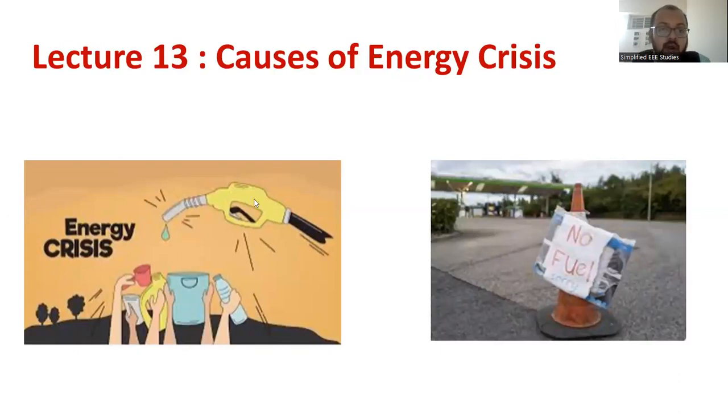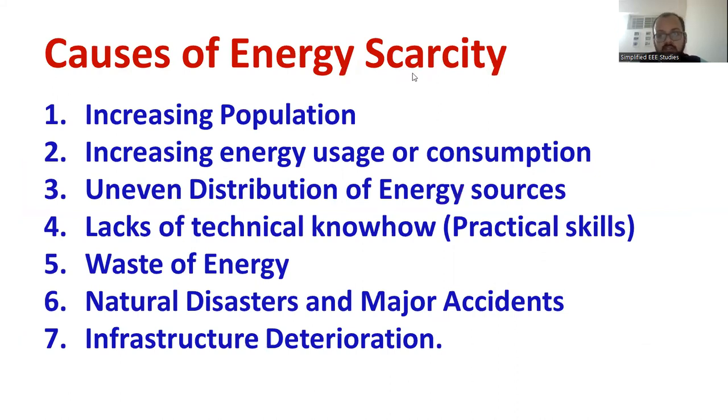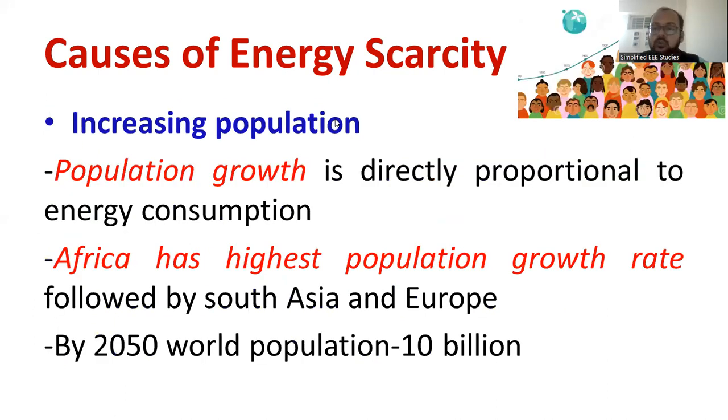First of all, we will discuss what the major causes of energy crisis are. Everybody can observe that these are a few important causes of energy crisis. The first reason is increase in population, then increasing energy usage or consumption, then uneven distribution of energy sources, lack of technical know-how, that means lack of practical skills and knowledge, wastage of energy, natural disasters, calamities and major accidents, and ultimately infrastructure deterioration. So these are the major causes of energy crisis. I would like to discuss and put some light on those important topics.